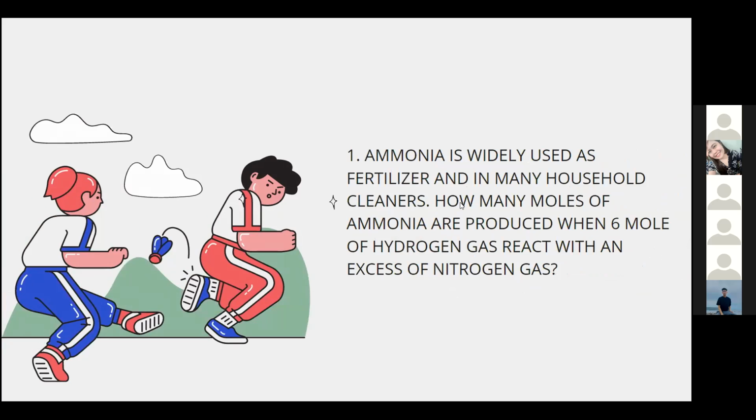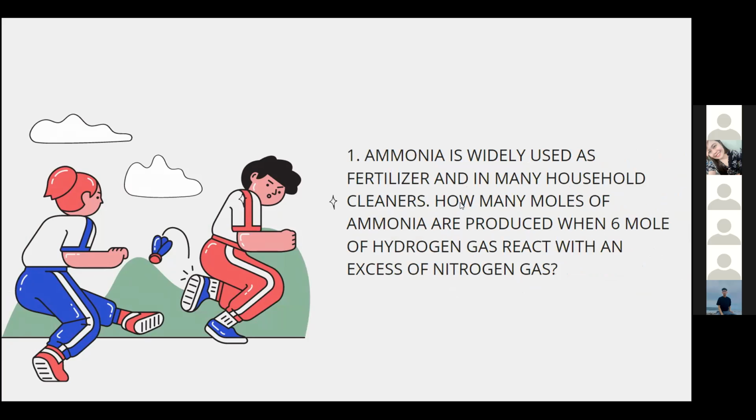So for problem number 1, we have here: ammonia is widely used as fertilizer and in many household cleaners. How many moles of ammonia are produced when 6 moles of hydrogen gas react with an excess of nitrogen gas? So the first thing we're going to do is to balance the equation.